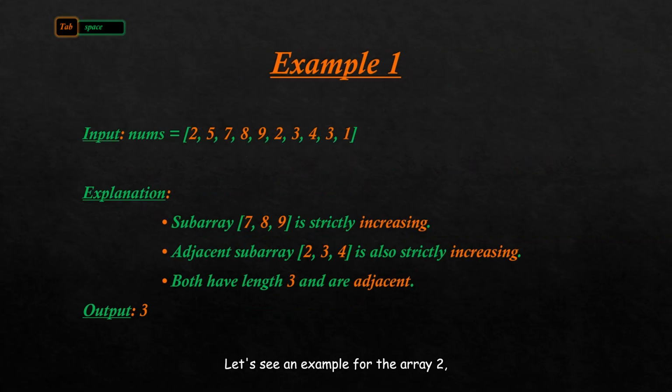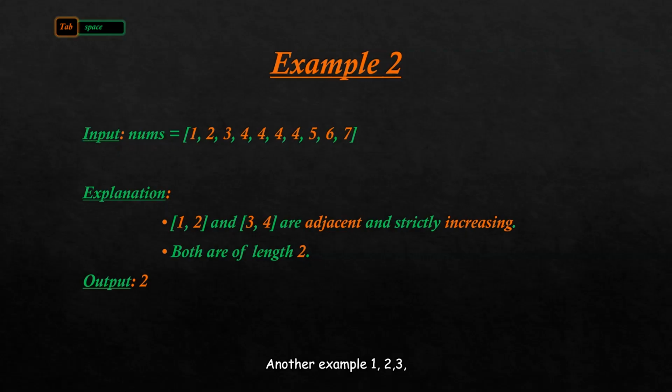Let's see an example. For the array 2, 5, 7, 8, 9, 2, 3, 4, 3, and 1, we find that 7, 8, 9 is strictly increasing, and the next subarray 2, 3, 4 is also strictly increasing. They are adjacent, each of length 3, hence the answer is 3.